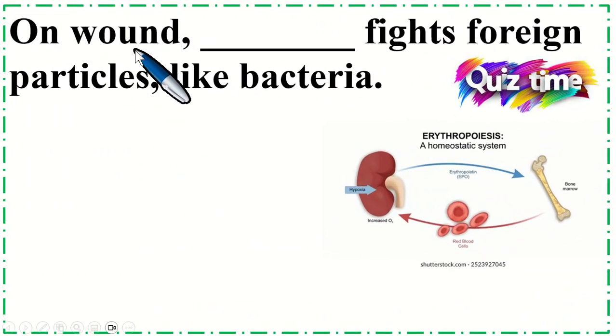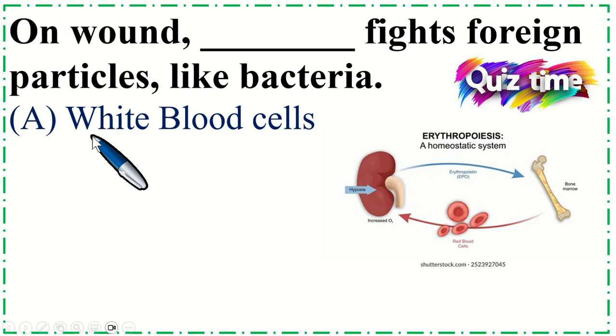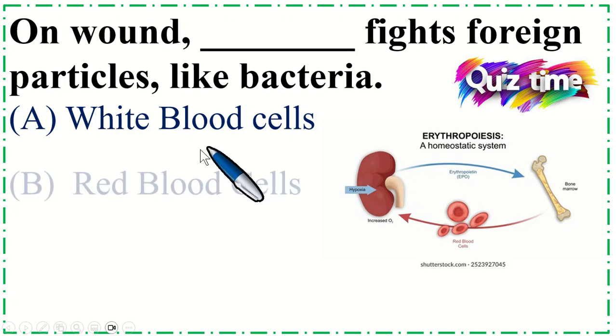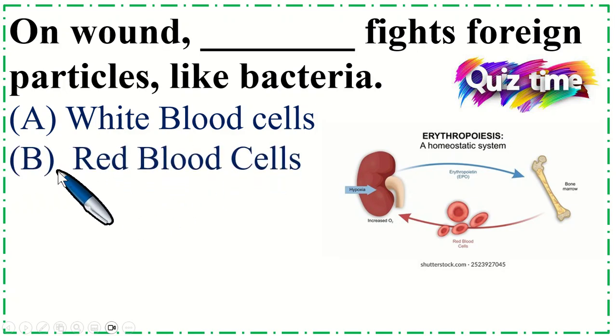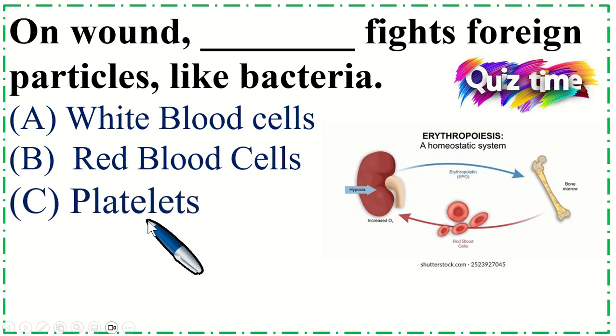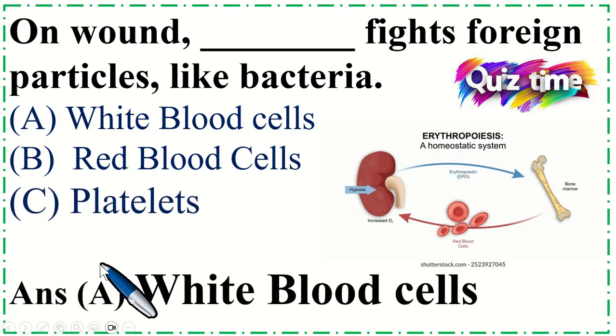On wound, dash fights foreign particles like bacteria. Option A WBCs, B RBCs, C platelets. Correct option is A WBCs.